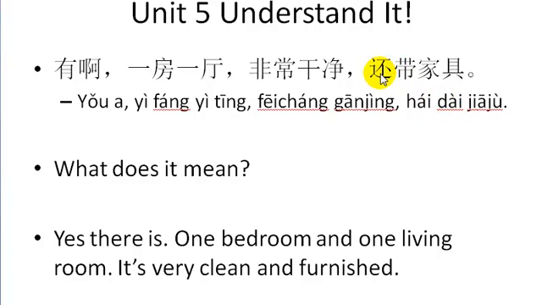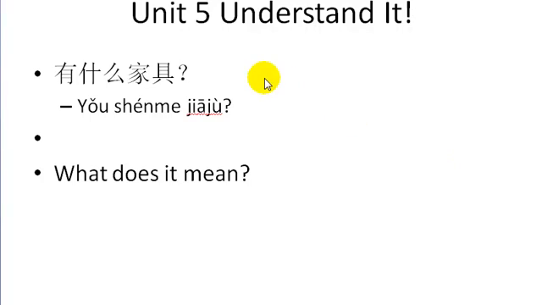So 还 here is also, 带 means to come with, something comes with something else. A comes with B. 带家具, you know, is furniture. 还带家具. Okay, so Wang Peng's a little curious about the furniture. 有什么家具? 有什么家具?